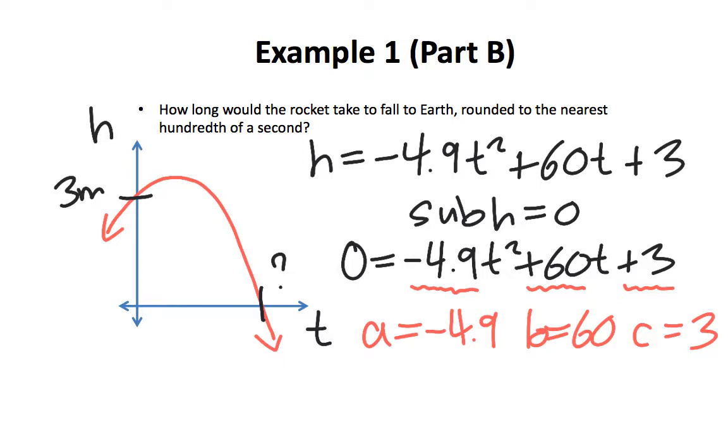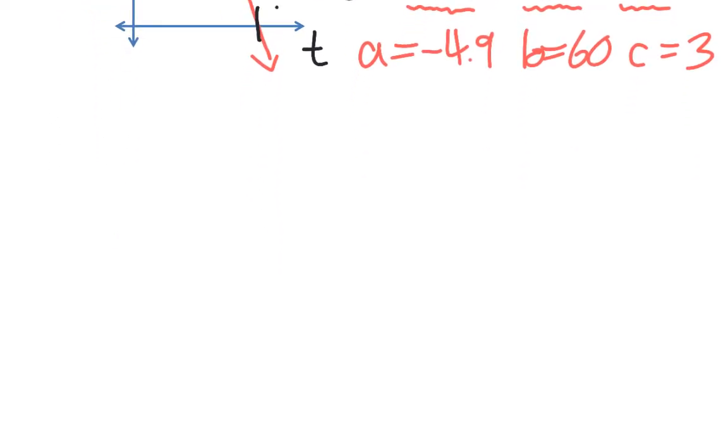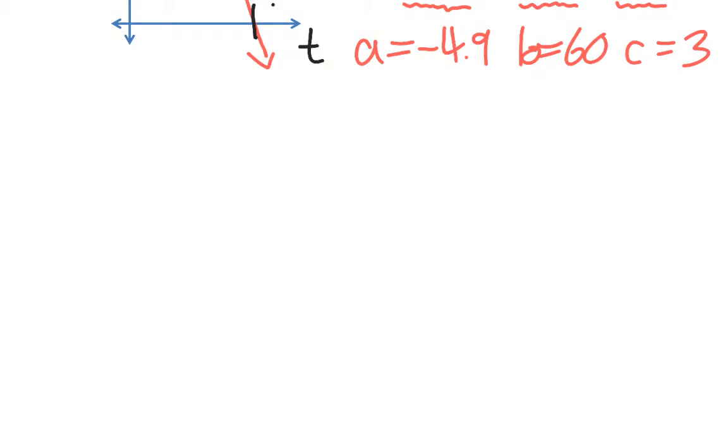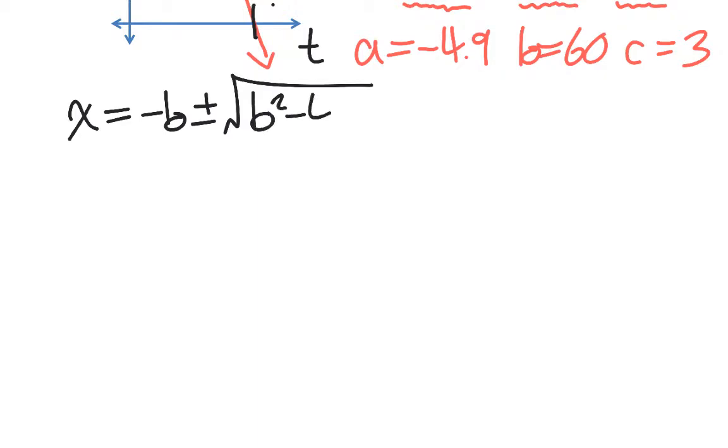At this point, we just need to sub these values of a, b, and c into the quadratic formula. And I'm going to do that over here. The quadratic formula is x is equal to negative b plus or minus the square root of b squared minus 4ac, over 2a. You do not have to use the variable of x, since on the x-axis we are actually using t for time, but it doesn't really matter.